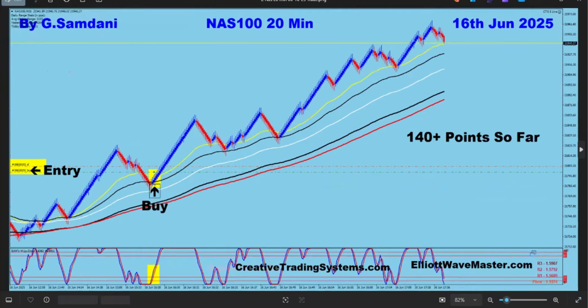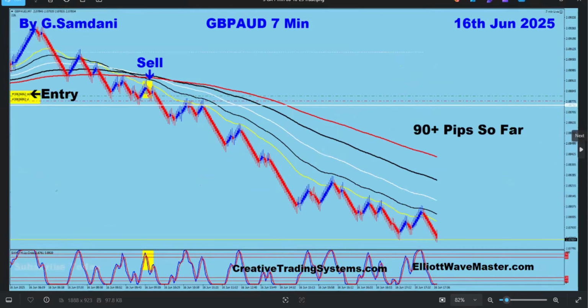The next trade is Nasdaq, a beautiful by-the-book entry here from the 20-minute chart. The buy order is right there, and 140 points. Nice and clean. Pound Aussie on the 16th, coming down from the top. This is the entry, and this is another one, and another one.